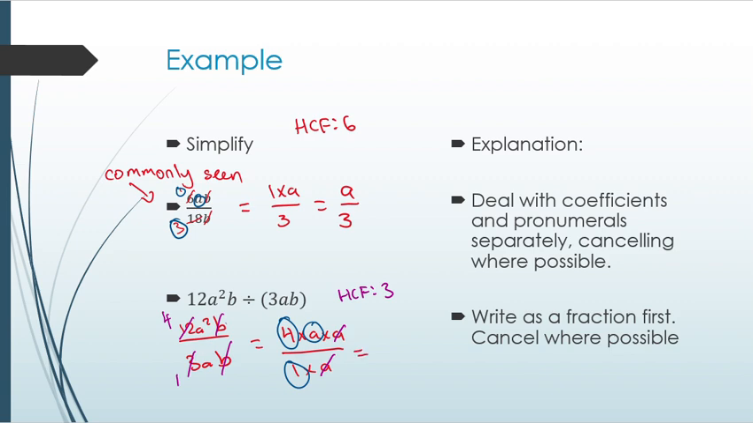Now, if I were to write this out and clean this up, I will have 4a over 1. And another way of writing something over 1 is just the numerator. Okay? That's it. So the answer is 4a.